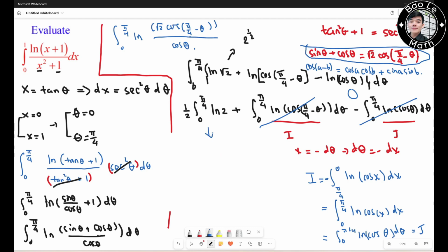I'm going to end up with this one. This becomes 1/2 natural log of 2 altogether d theta, evaluated from 0 to pi over 4. So theta equals pi over 4. Substituting over here, it turns out to be natural log of 2 times pi over 8. And this is the final answer.